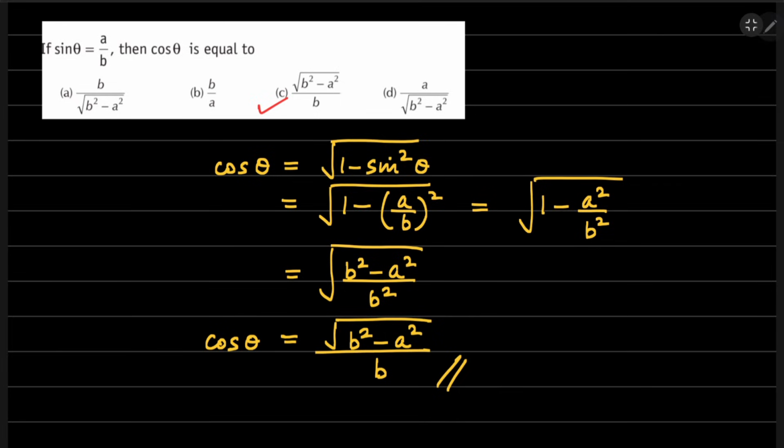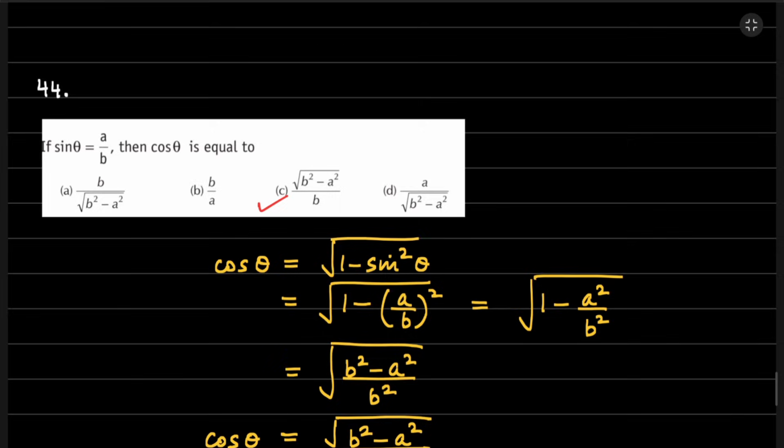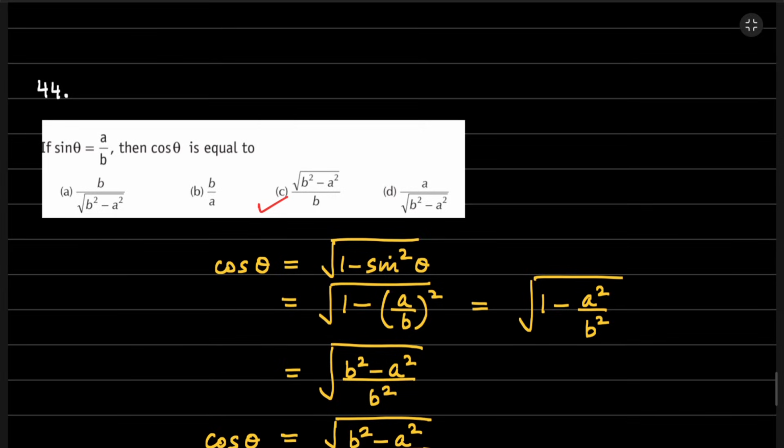Okay, you just have to find cos. If you were asked to find tan, you have to do sine by cos, or cot, cos by sine. In terms of A and B, you have to express it. Let's move on to question number 45.